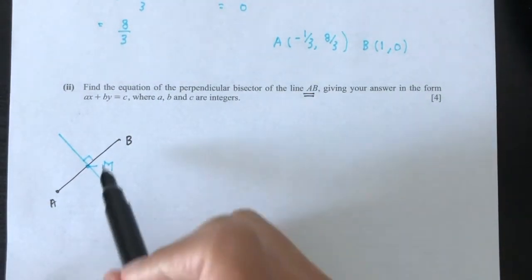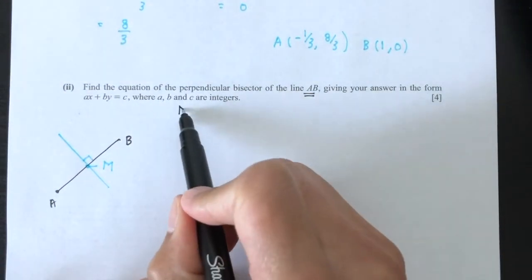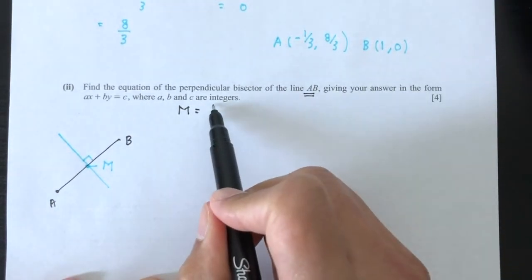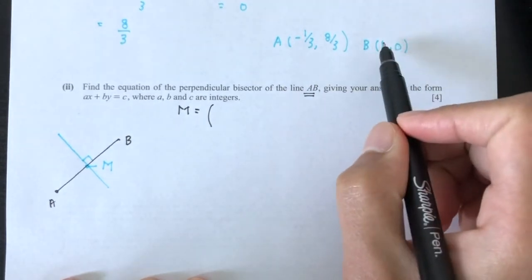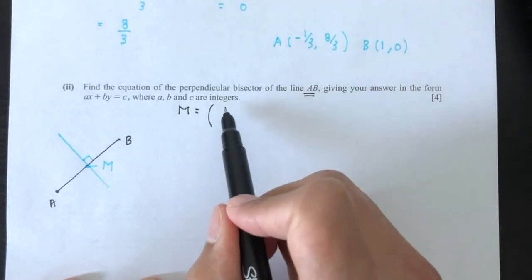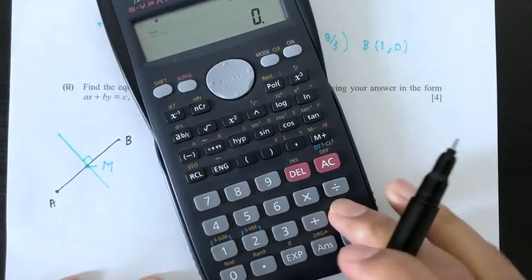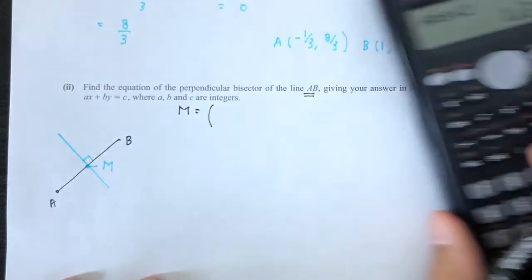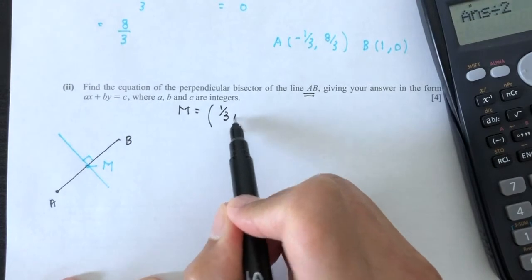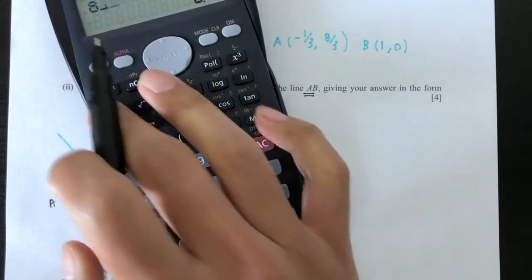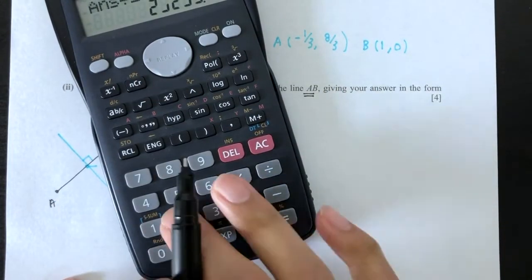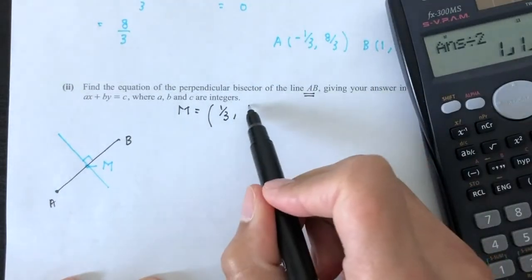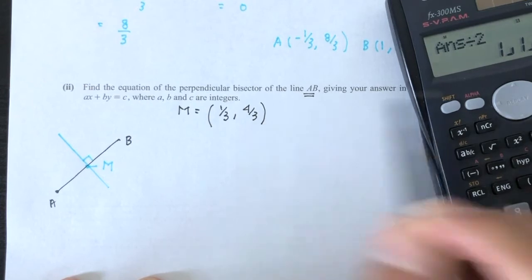So one by one, let's first find the point M. M is the midpoint of AB, can be found by using your formula, which is x1 plus x2 divided by 2. That will be, so let's try, minus 1 over 3 plus 1 divided by 2. That will be 1 over 3. And same thing, 8 over 3 plus 0 divided by 2. That will be 4 over 3. That is your point M.